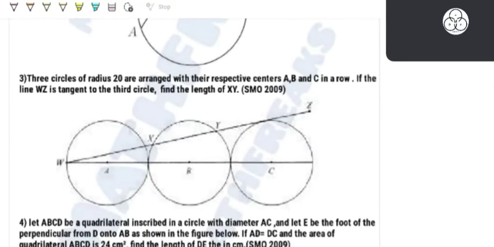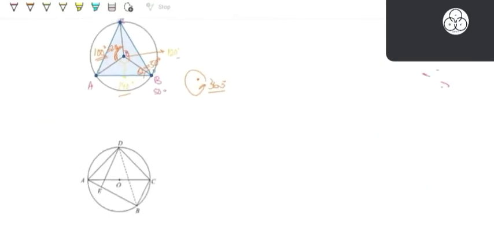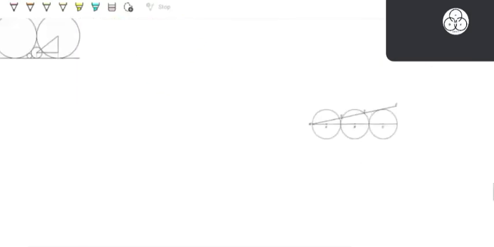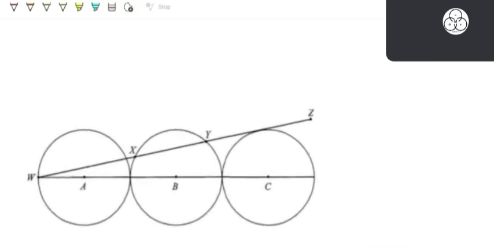Now this is again an easy problem from Singapore. Three circles of equal radius are arranged with respective centers A, B and C in a row. If the line WZ is tangent to the third circle, find the length of XY. You were even given the diagram, so this is not a great deal for you. I know the diagram is not clear at all. I think I have the diagram. Just a minute. Yes, I have the diagram. See, this is a clearer diagram.